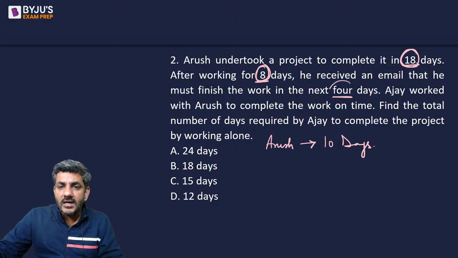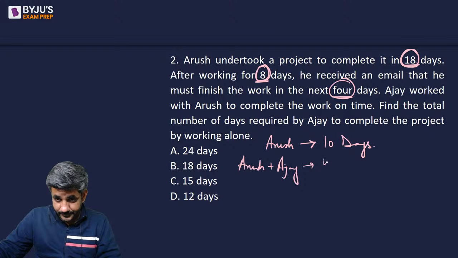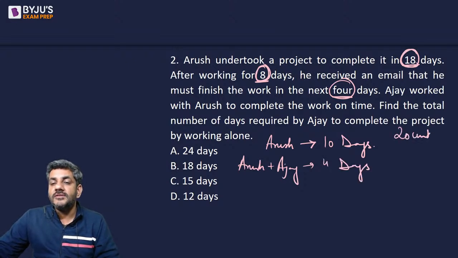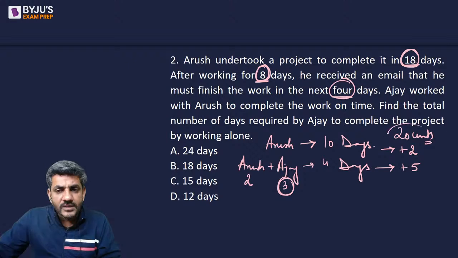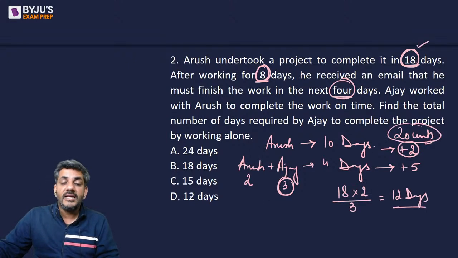But along with Ajay, he could do it in 4 days. So, Arush and Ajay together, they could do the work in 4 days. So let us assume the work as 20 units, which is a multiple of 10 and 4. So I can say Arush can make 2 units, right? That gives me this question.